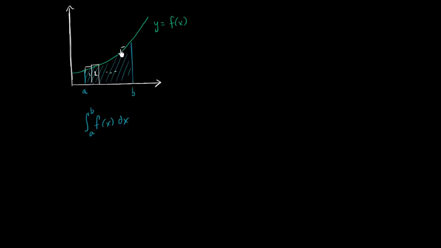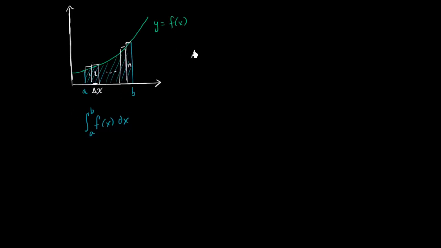So this would be the n minus 1th rectangle. And for the sake of this argument I'm going to make in this video, we're going to assume that they're all the same width. So this is the nth rectangle, and they all have the same width. We see there are definitions of integration where you don't have to have the same width here. But let's say that each of those widths is delta x.